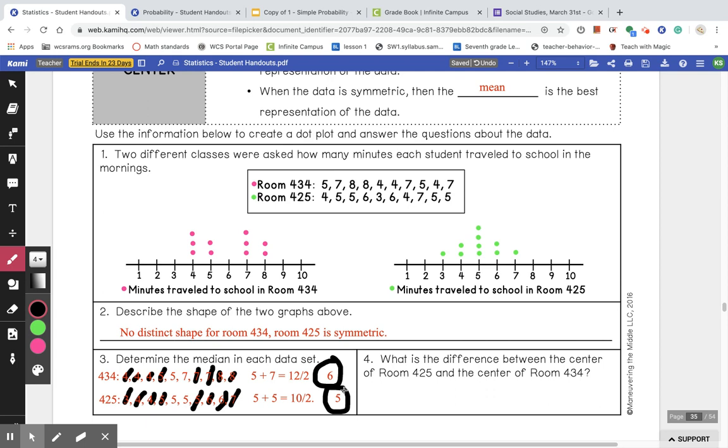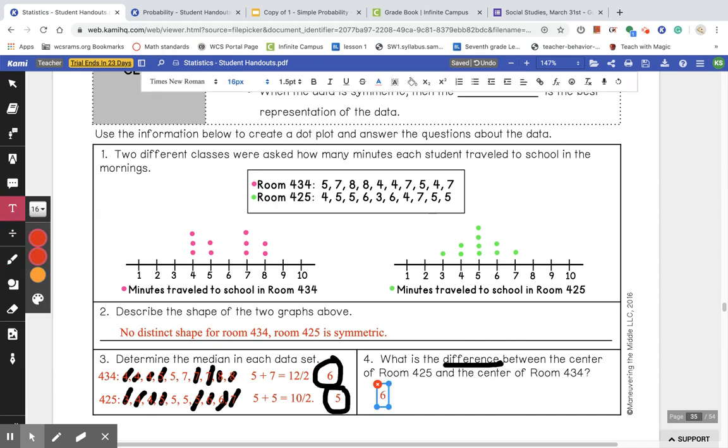So now it's asking, what is the difference between the center of room 425 and the center of room 434? So it's asking for the difference. Well, that's a subtraction problem. We want to know the difference between the room 425 and 434. So all we're going to do is take our 2 numbers over here, 6 minus 5, and that's going to give you 1. So that is the difference between each room, between the center.